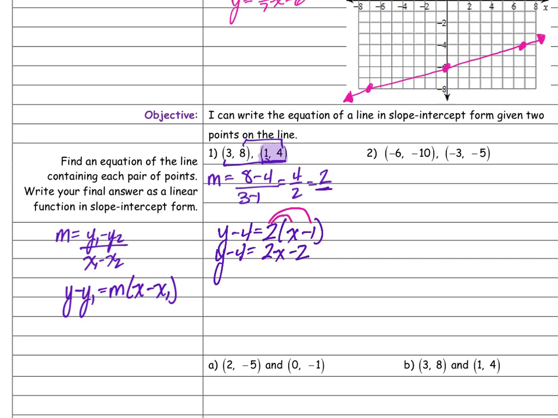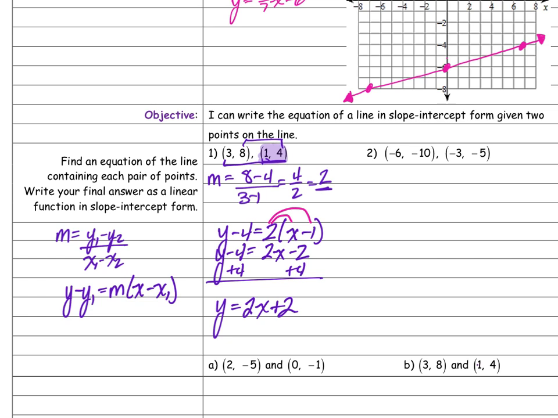For those of you who were having issues with the equation, if I get to a point where you didn't understand, make sure you type something in the chat box. I keep looking up at it. And then to get the y by itself, I'm going to add 4 to both sides. And I get y equals 2x plus 2. And that's it, done.